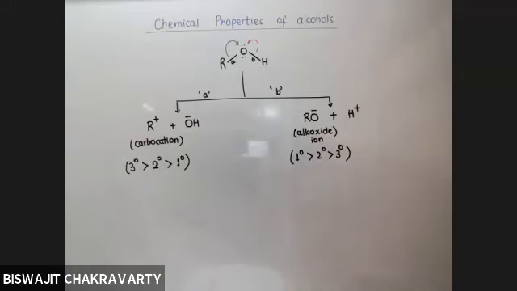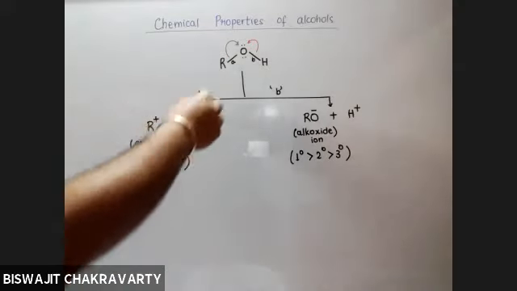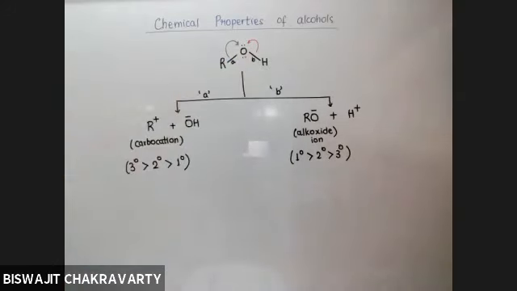So hence, alcohol can show both types of reactions, where it undergoes cleavage both in the carbon-oxygen bond as well as the oxygen-hydrogen bond. But the reactivity order will differ from alcohol to alcohol. 3 degree will prefer to show cleavage in this manner where the cleavage point is A, and 1 degree will prefer this type of cleavage where the cleavage point is B.